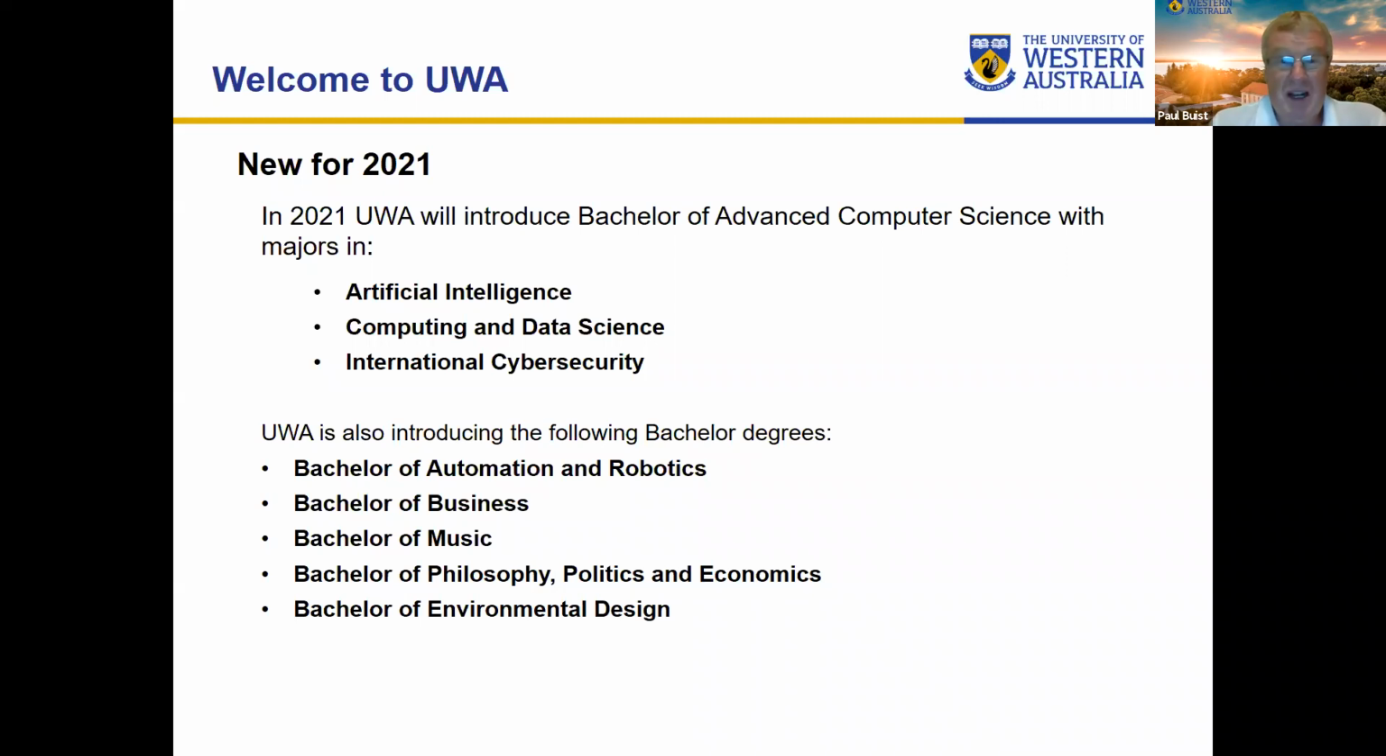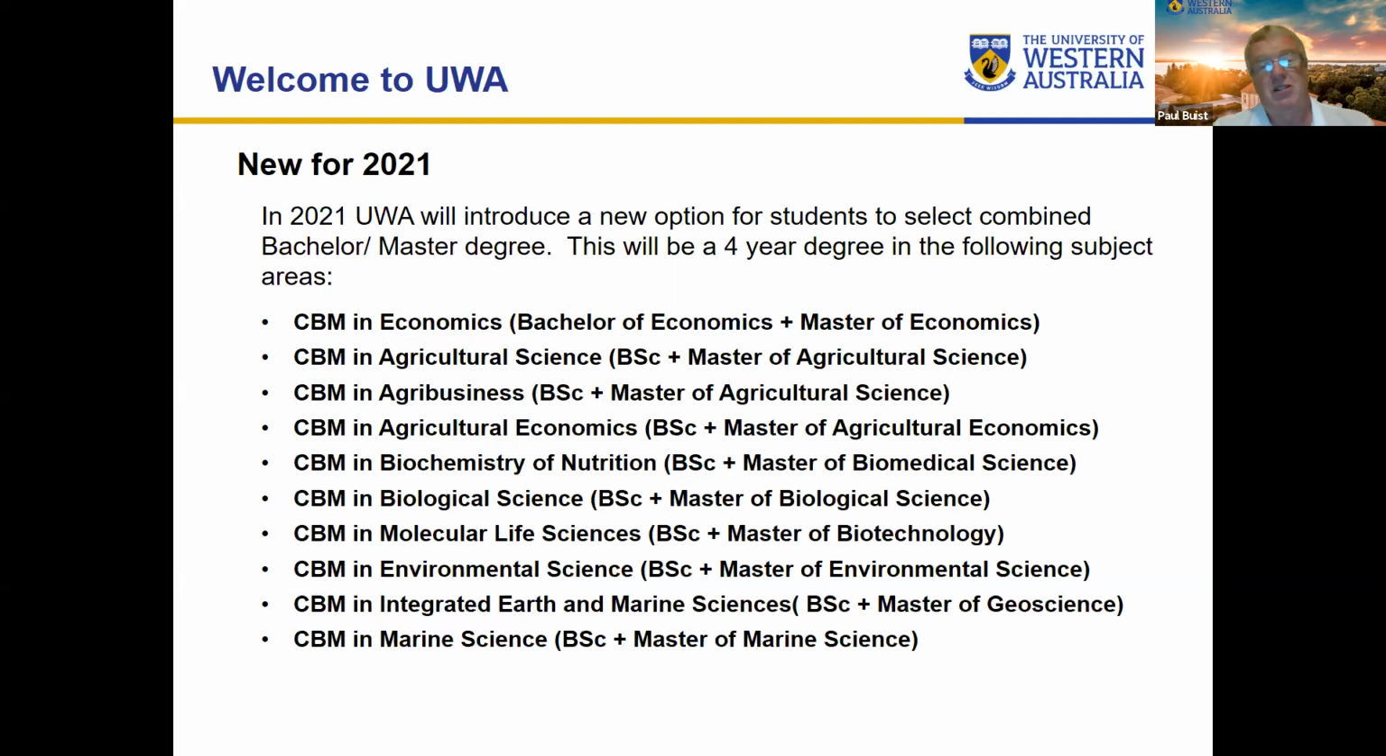And something that's really new is we've also introduced combined degrees, which combine a bachelor and a master. So in 4 years, you can get a bachelor and master's degree. And these come in economics, agricultural science, agribusiness, and so on down the list. I believe there's more of these to come in 2022, and they've proved to be very popular. Students are starting to recognise the value of these combined degrees.